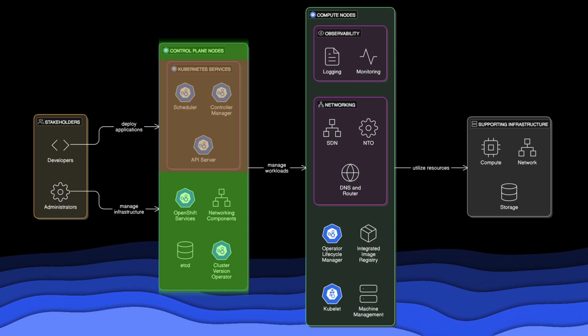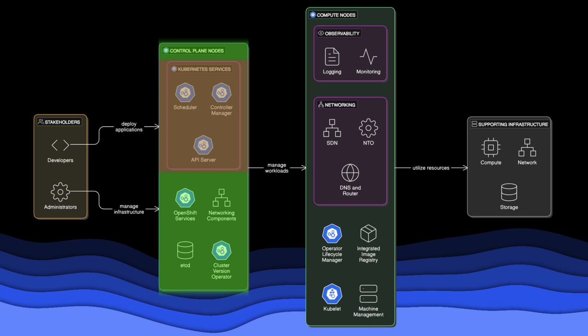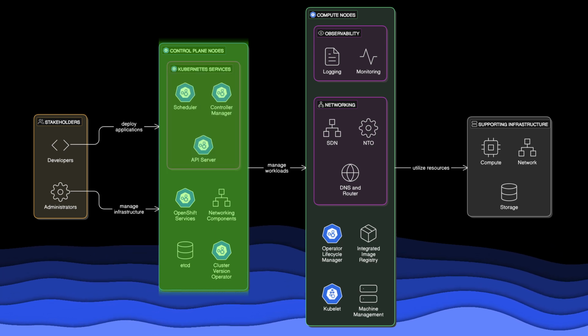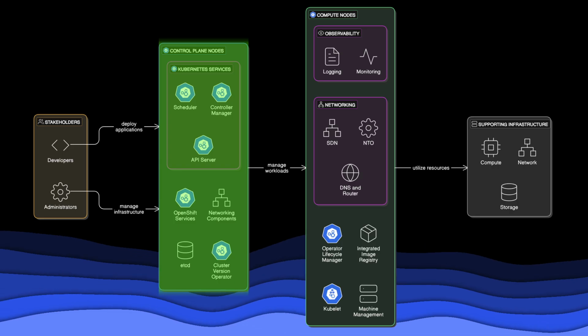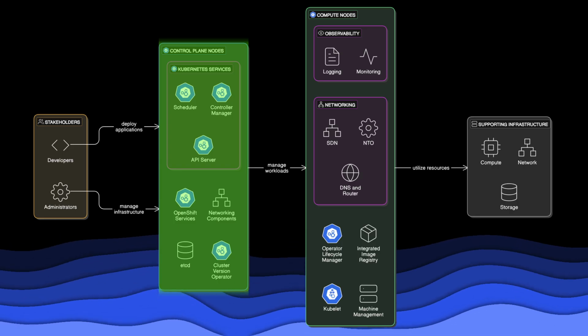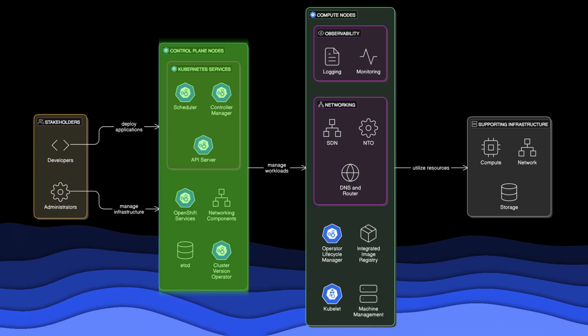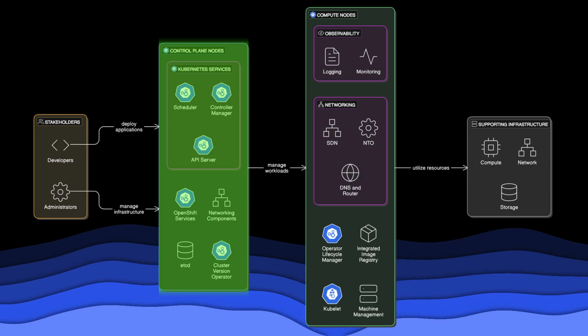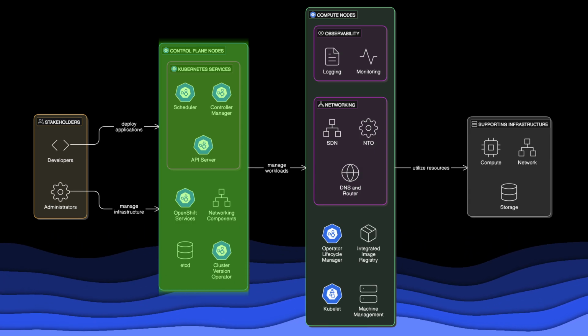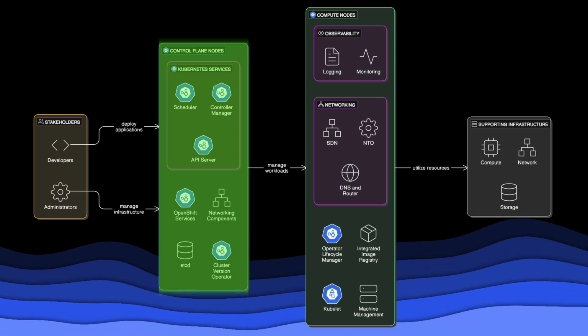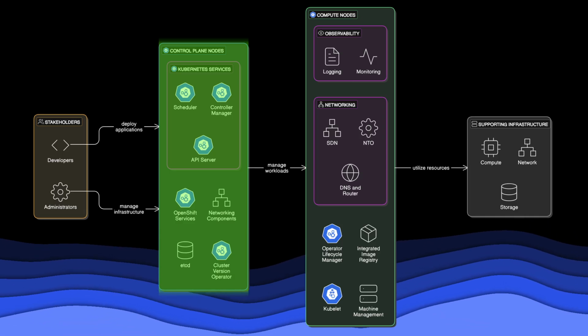Now hold on, you said API server. For someone who's not a Kubernetes expert, what exactly is that? The API server is basically the central communication hub for the entire cluster. It's the single entry point for all operations and requests, and it makes sure everything runs smoothly. So it's like the conductor of an orchestra, keeping everything in sync.